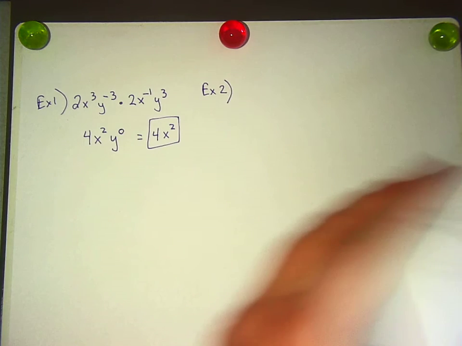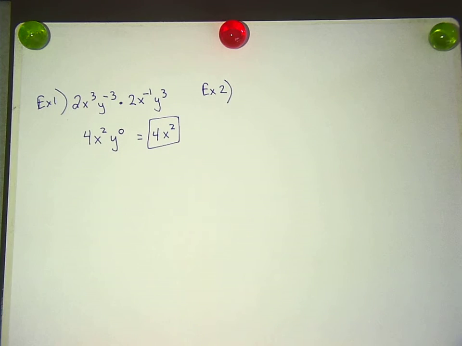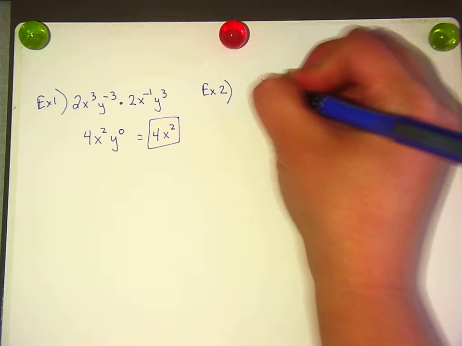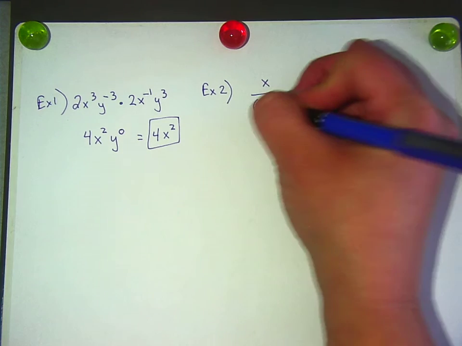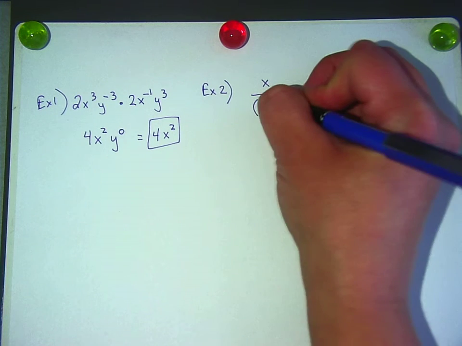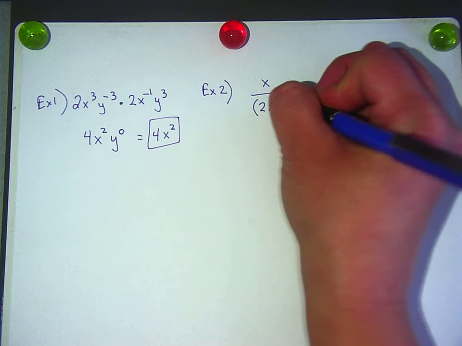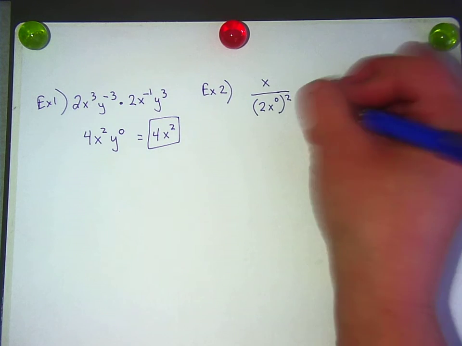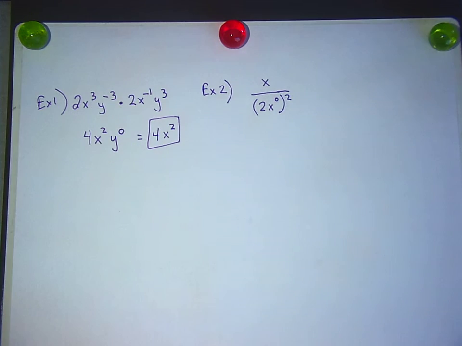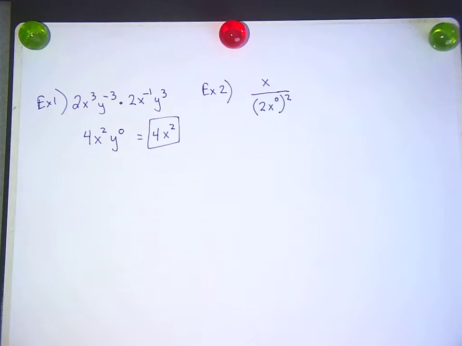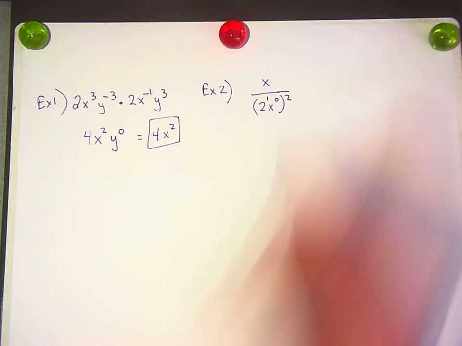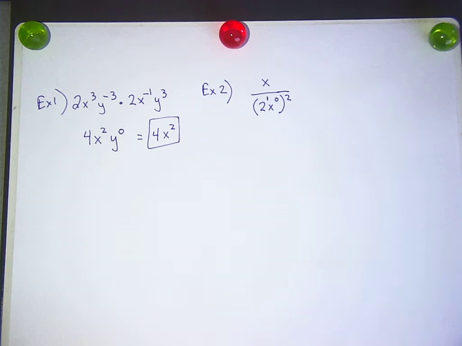Let's do x over parentheses 2x to the 0 parentheses squared. What do we do with that square on the outside? Distribute it in, but here's the thing to be careful about. Make sure everything has a power, even the 2. It's 2 to the first power.